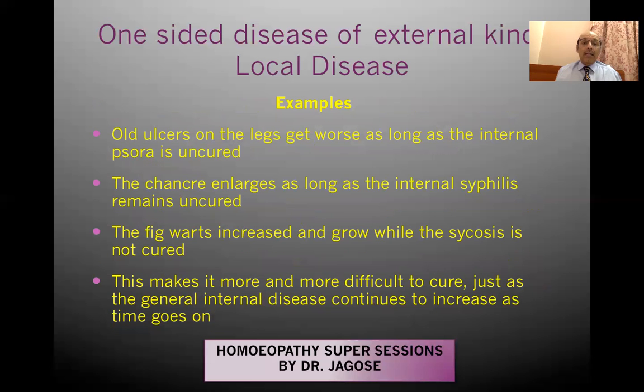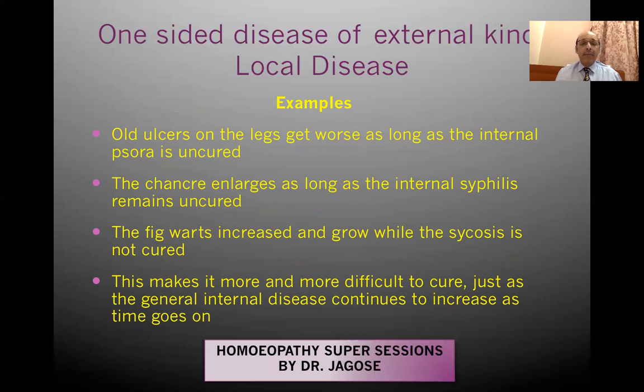Examples: old ulcers on the legs get worse as long as the internal psora is uncured. So if a person has a leg ulcer which is very chronic and it is because of internal psora which is not cured, then naturally it will persist and it will grow worse. The chancre enlarges as long as the internal syphilis remains uncured.